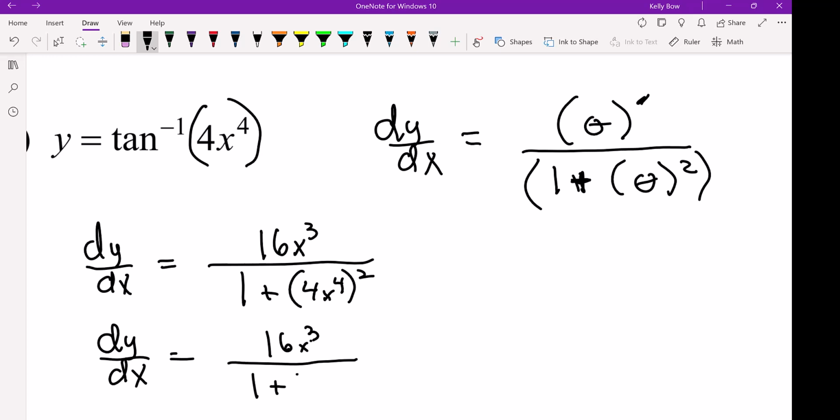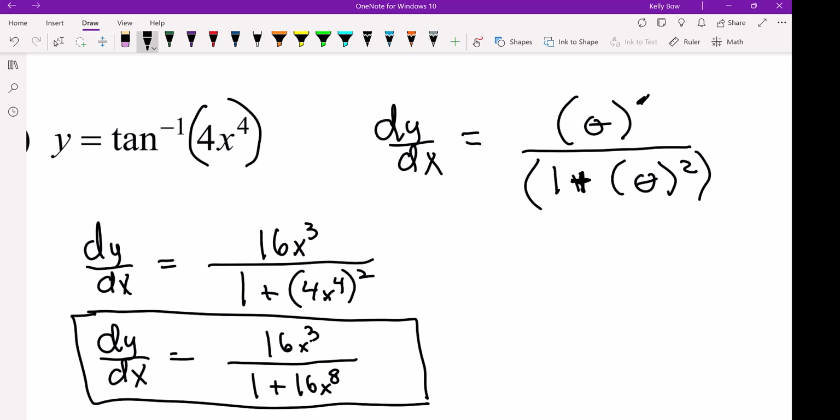Four squared is 16, and then using the laws of exponents, x to the fourth squared, you would multiply the powers, so that would be x to the eighth. So this right here is the derivative of the inverse tangent. All right, that's it for this one.